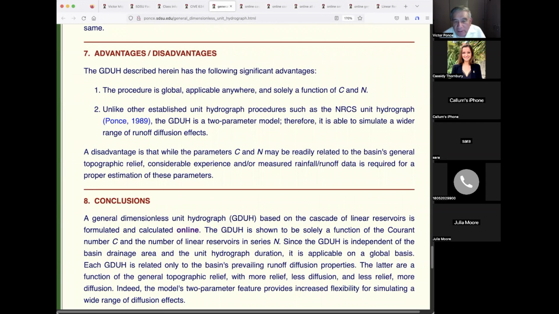Disadvantage is that while the parameters C and N may be readily related to the basin's general topographic relief, considerable experience and a major rainfall-runoff data set is required for a proper estimation of these parameters. I submit that if you apply this method 20 times, the 21st is going to be so easy, like a piece of cake. You already know what you're going to do, but you've got to feel it, feel the numbers. And that you can only acquire by doing it 20 times.